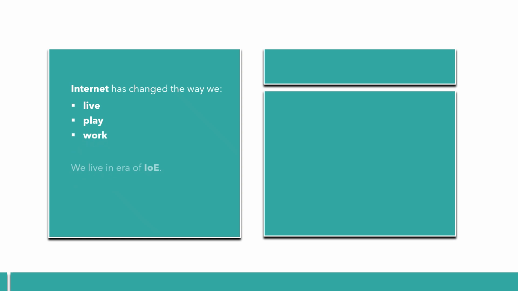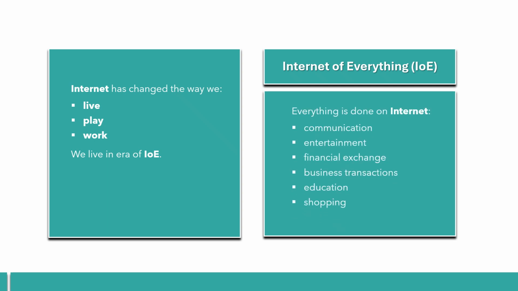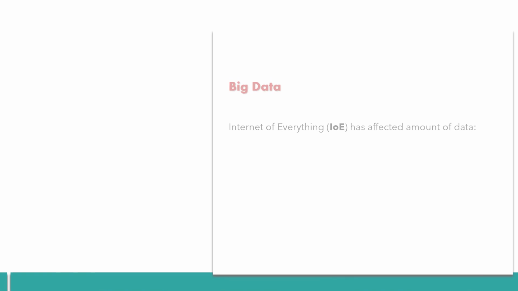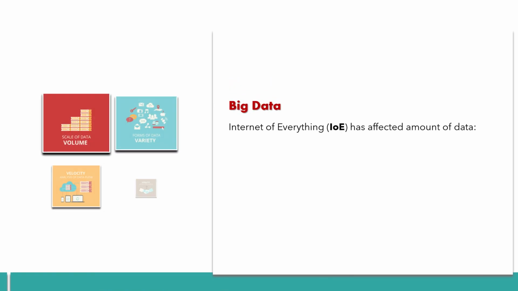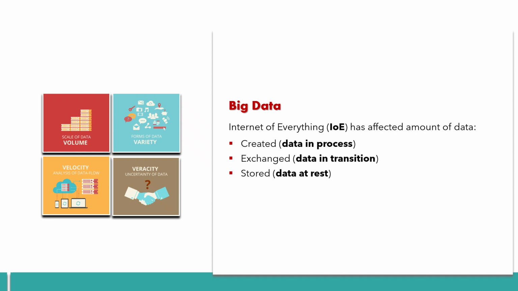Internet has changed the way that we live, play, and work. We live in an era of Internet of Everything, which means everything can be done on the Internet. Internet of Everything has affected the amount of data that is created, exchanged, and stored every day. This huge data is called big data.